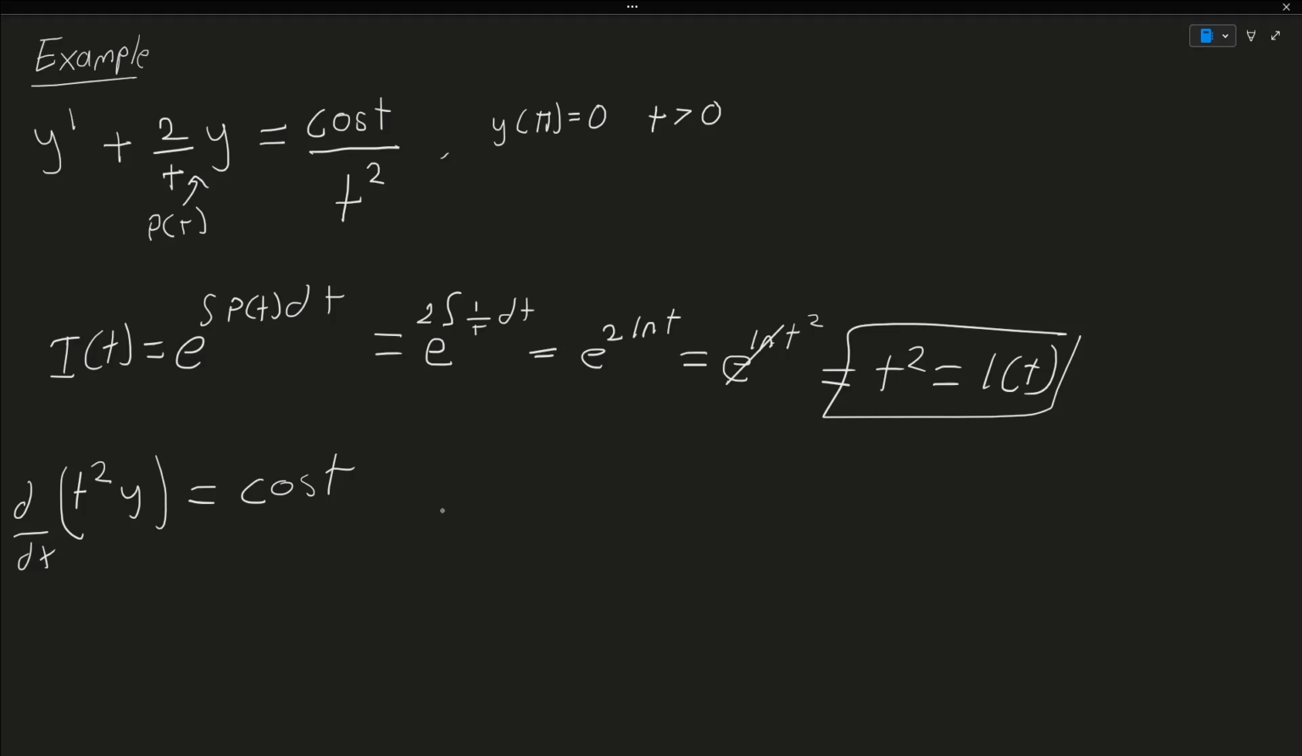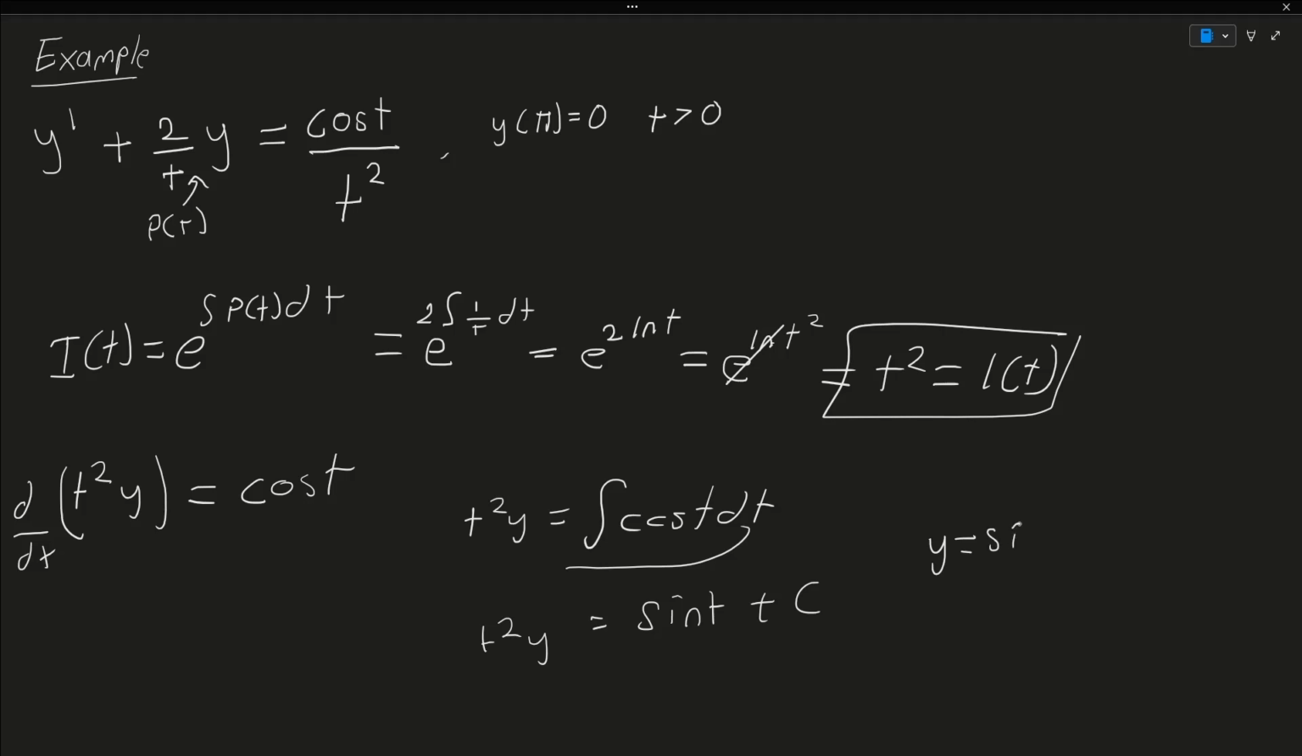Integrating the left-hand side will just cancel the derivative, so t squared y equals the integral of cosine t dt, and the integral of cosine is just sine t plus c equals t squared y. Now, dividing everything by t squared will give us the solution. This is the general solution of this differential equation.